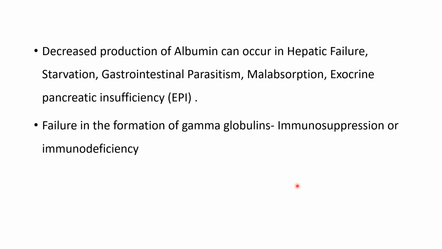Decreased production of albumin can occur in hepatic failure, starvation, gastrointestinal parasitism, malabsorption, and exocrine pancreatic insufficiency. Failure in the formation of gamma globulins causes immunosuppression or immunodeficiency. One of the examples is Bruton's agammaglobulinemia.